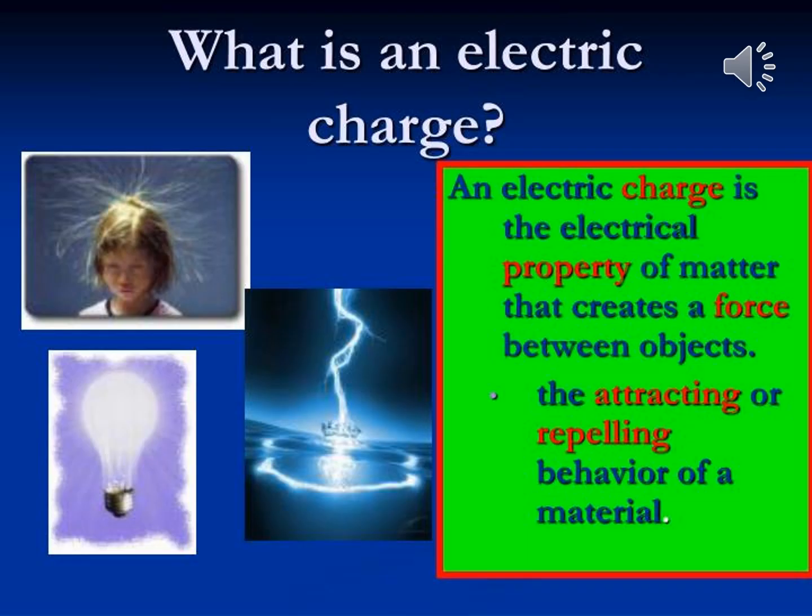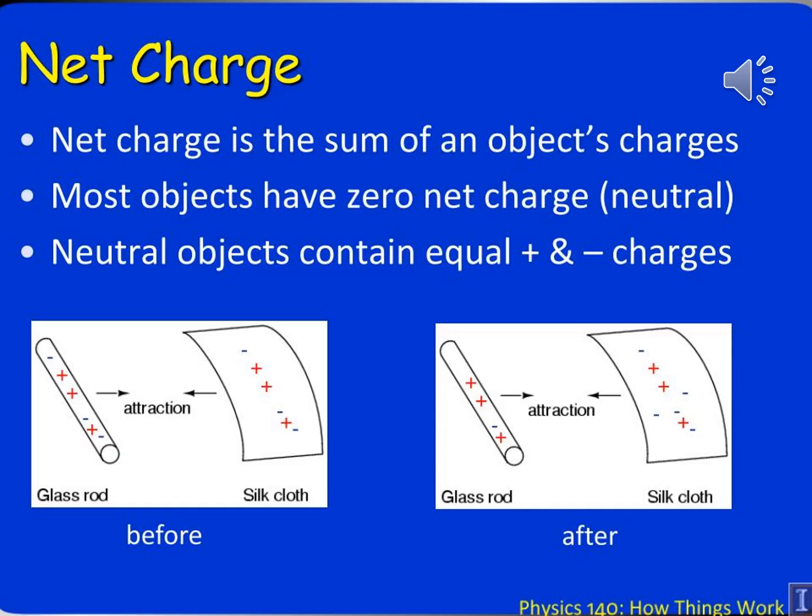What is an electric charge? We already discussed charge. Charge is the flow of electrons. An electric charge is the electrical property of matter that creates force between objects, the attractive or repelling behavior of the material. The next concept is net charge. Net charge is the sum of an object's charges. Most objects have zero net charge.